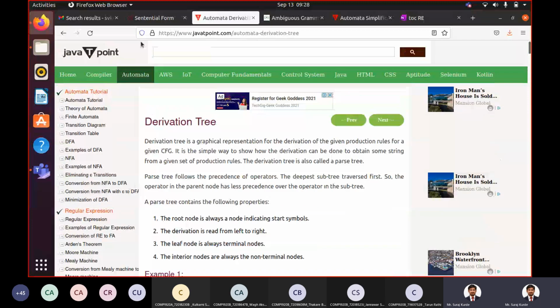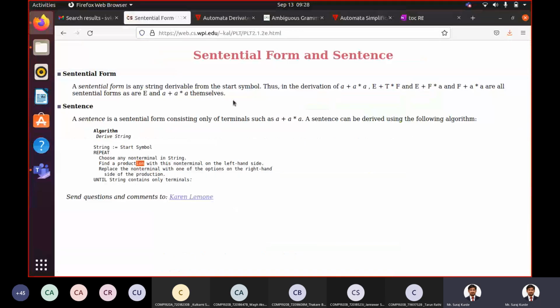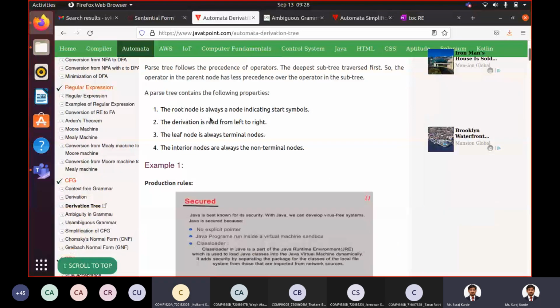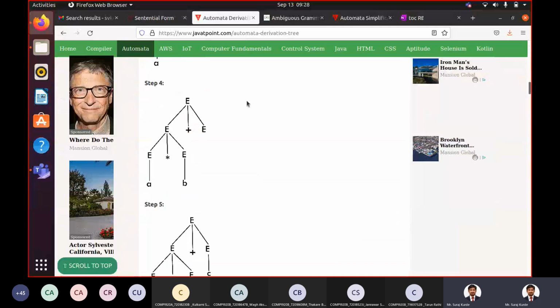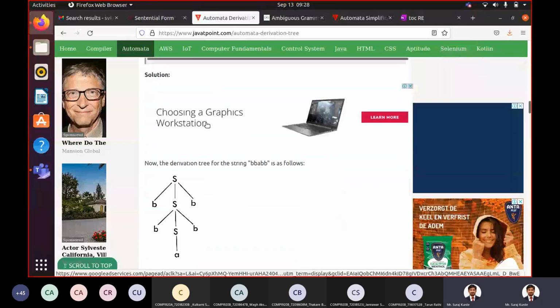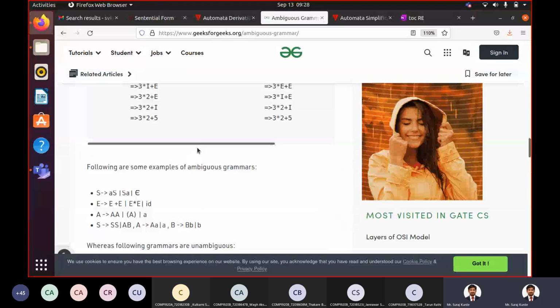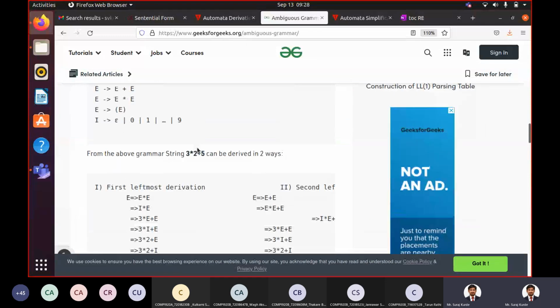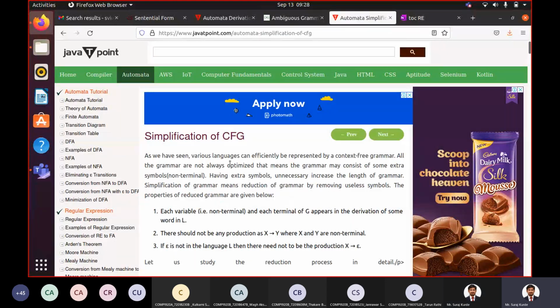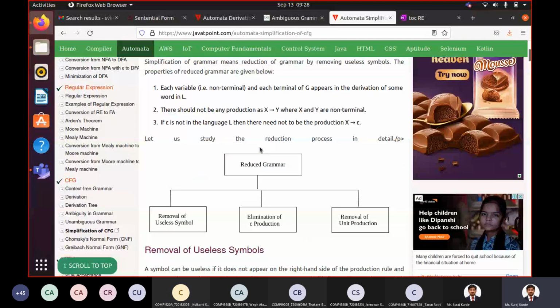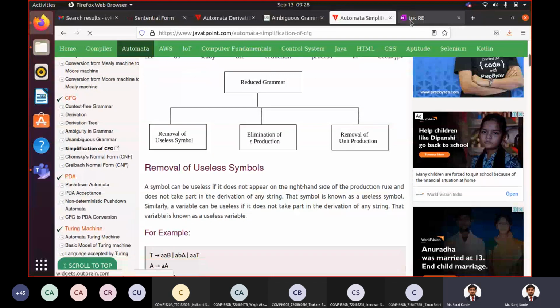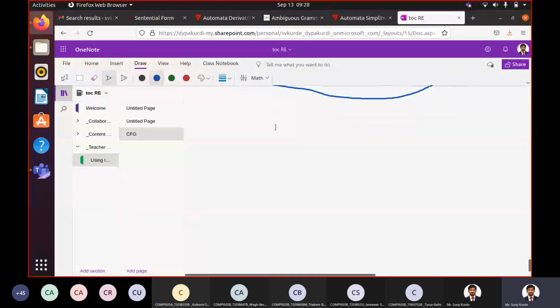Okay. So we have seen what is a derivation tree, what is a sentential form, a parse tree, the properties of a parse tree, right? So these are the examples of derivation trees. What is an ambiguous and an unambiguous grammar? Then simplification. What is simplification?